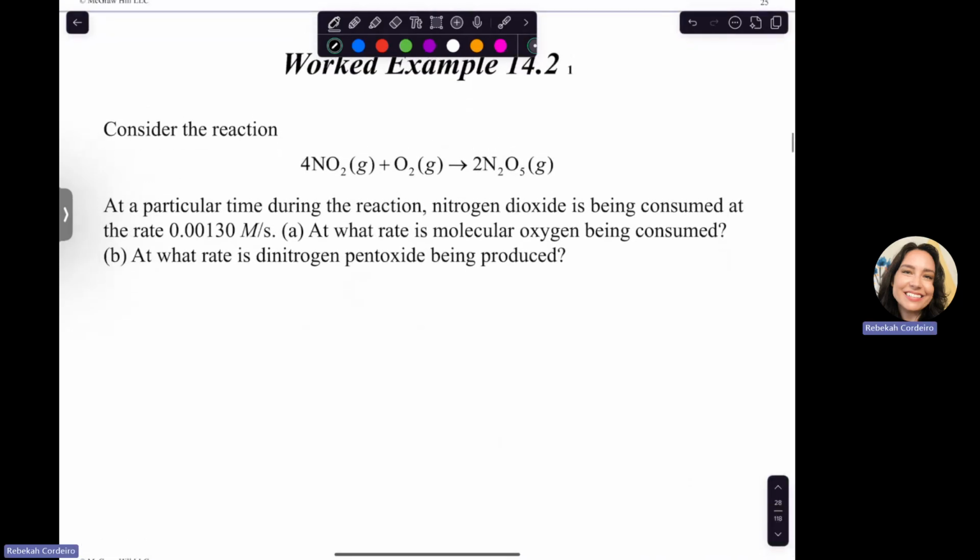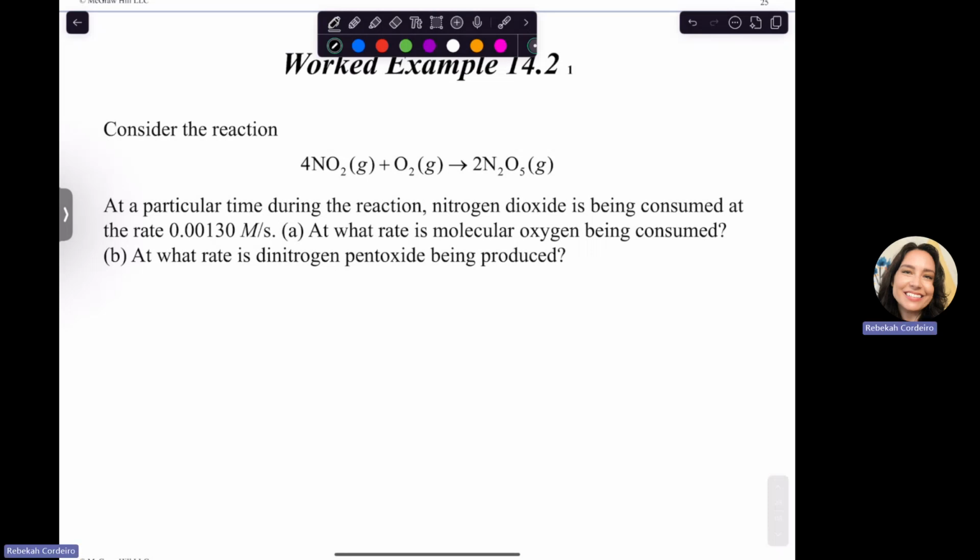So what can we do with this information? Well, we can write these things, but we can also plug things in and do math with them. At a particular time, nitrogen dioxide has a rate of 0.00130. At what rate is oxygen being consumed? And at what rate is dinitrogen pentoxide being produced? Why don't you try it first and then come back?